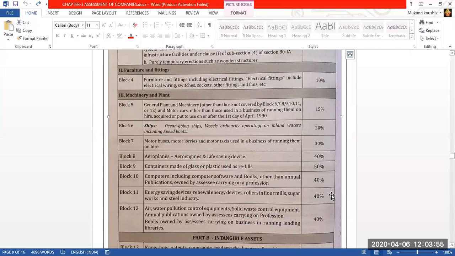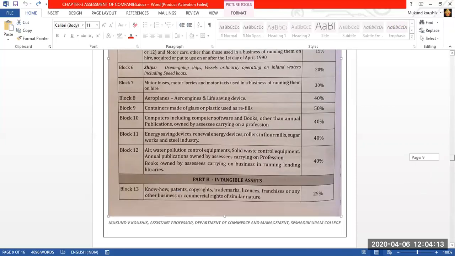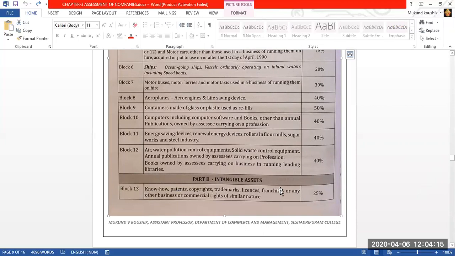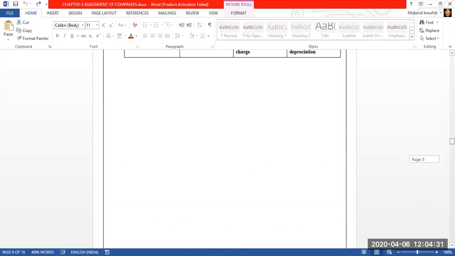Then again, if you have any pollution control devices, whether air or water pollution control devices or solid waste control devices, or any books used by the assessee for lending in a library or library business, the rate of depreciation charged on the same will be 40%. Then you have part B, which is intangible assets. In case of intangible assets, there is only one rate of depreciation. It can be any intangible asset, but the rate is only one, that is 25% charged on all your intangible assets. So this is your block of assets. Hope you have understood the block of assets clearly.